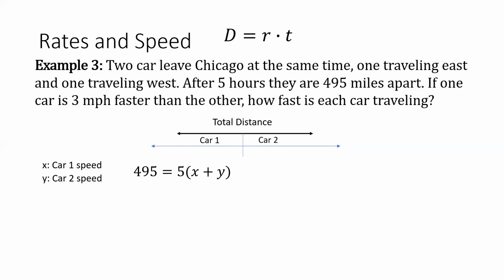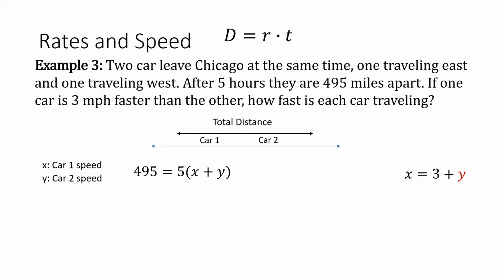And now my other equation comes from that last sentence. If one car is traveling 3 miles per hour faster than the other, how fast is each car traveling? Okay, well, let's say my first car is my faster car. So my first car, X, is going to be equal to 3 more miles per hour than my second car. So that's 3 plus Y. And that's our two equations.